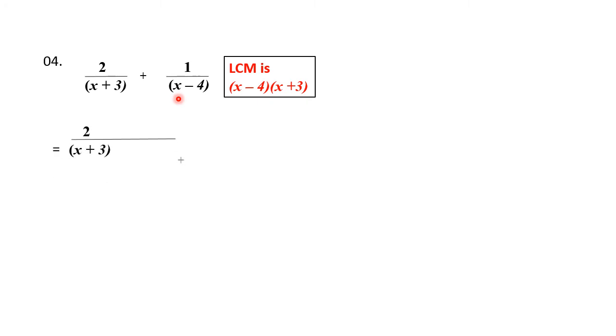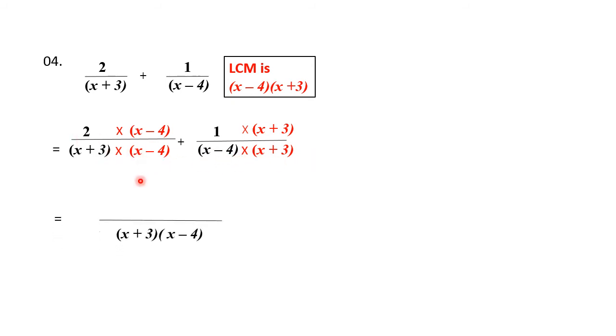Okay, let's do the work. The first one should multiply by the second denominator, and the second one should multiply by the first denominator. So when you multiply here by x minus 4, the same numerator 2 is multiplied, and here also multiply by x plus 3. After equalizing the two denominators, the common one, the LCM, is x plus 3 into x minus 4.